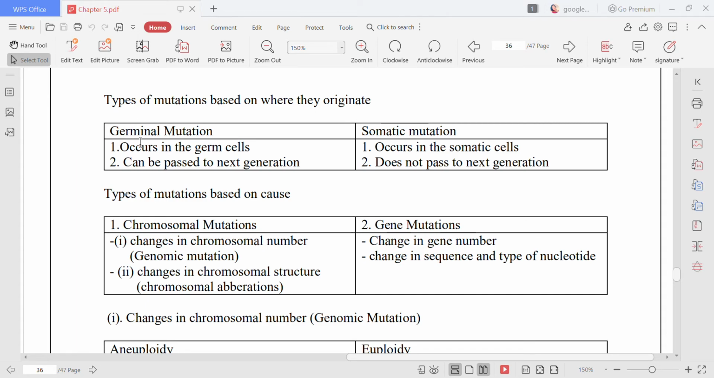There is a germinal mutation and a somatic mutation. Now you must be understanding this. Germinal mutation is when mutations occur in germ cells. You know what are germ cells?